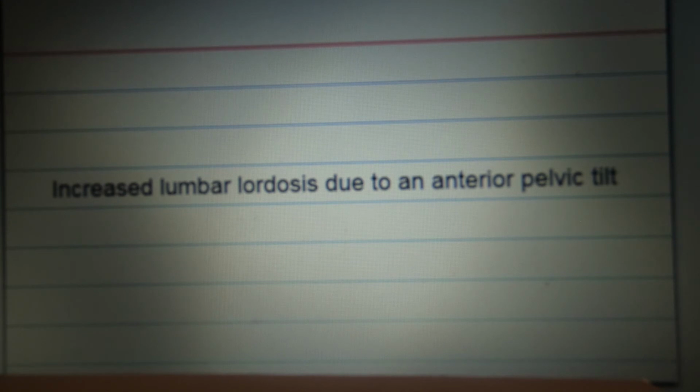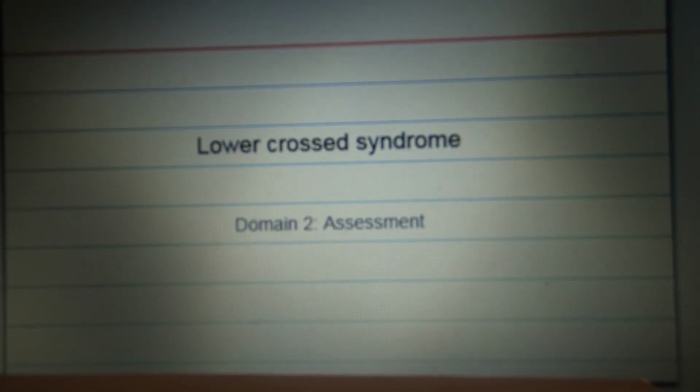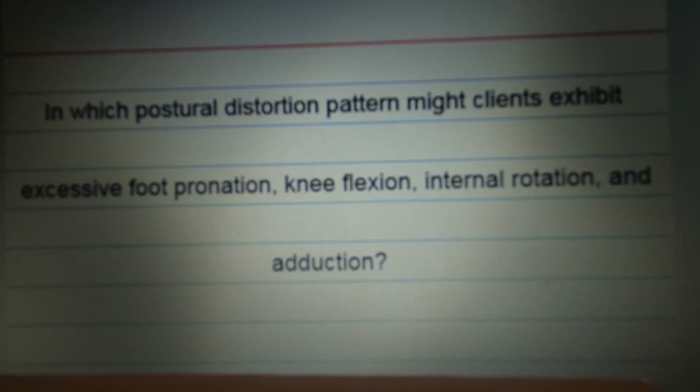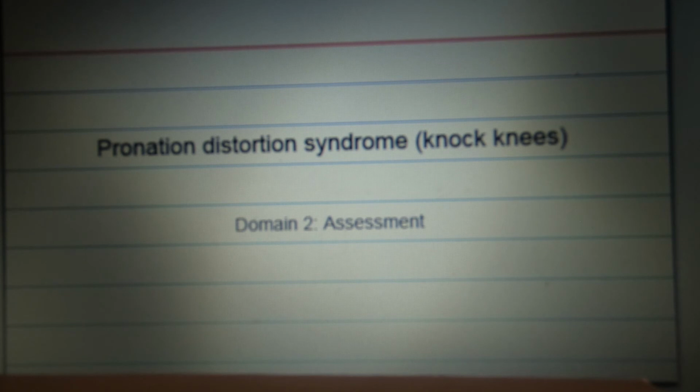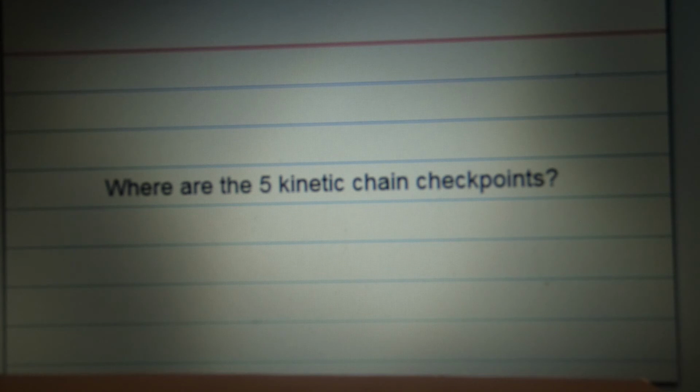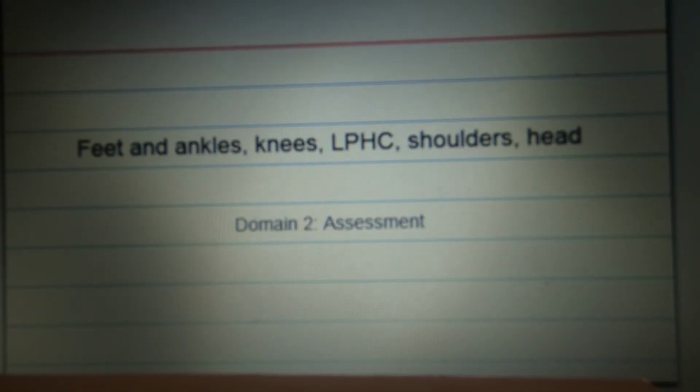Increased lumbar lordosis due to an anterior pelvic tilt: lower crossed syndrome. Rounded shoulders with a forward head posture: upper cross syndrome. In which postural distortion pattern might clients exhibit excessive foot pronation, knee flexion, internal rotation, and abduction? Pronation distortion syndrome, knock knees. What are the 5 kinetic chain checkpoints? Feet and ankles, knees, LPHC, shoulders, head.